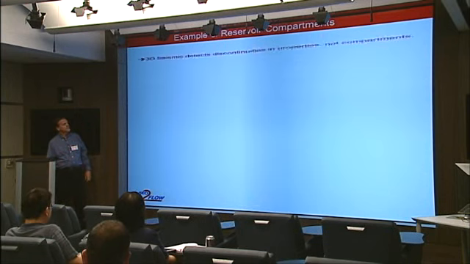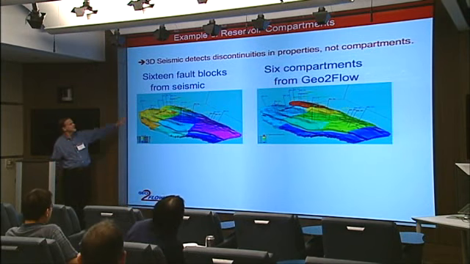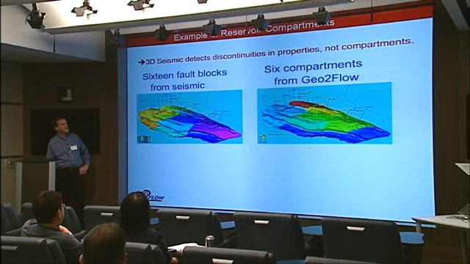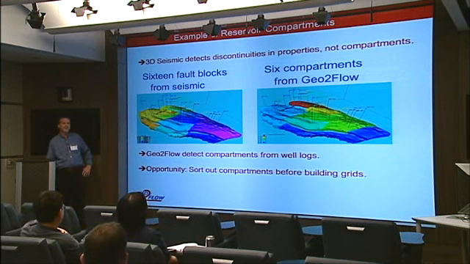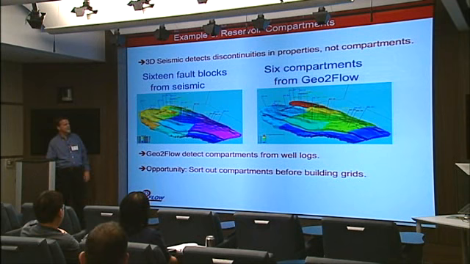Okay, so let's see. Here's, for instance, a field in Ecuador where we had 16 fault blocks that were seen from seismic, 6 compartments seen by geoflow analysis. I'm trying to give you, in 20 minutes, I can only give you kind of a broad brush. I'm not going to go into the detail here, but I want to kind of give you some ideas of things to be thinking about with saturations, compartments, and perms.